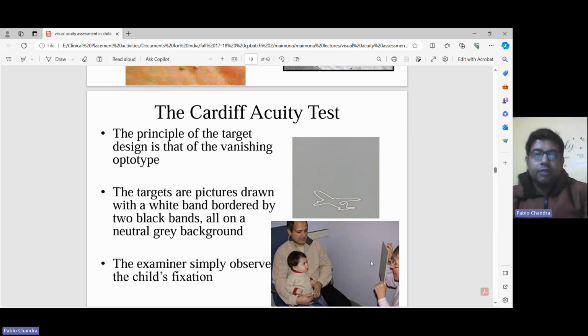Targets or pictures are drawn with a white band bordered by two black bands, all on a neutral ground. The examiner simply observes the child's fixation. So once the child's fixation is checked, you can tell that the child can see, and then only will you be able to understand. So that is known as the Cardiff acuity test.